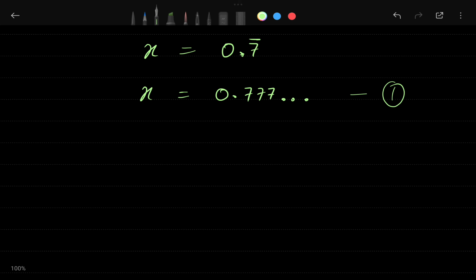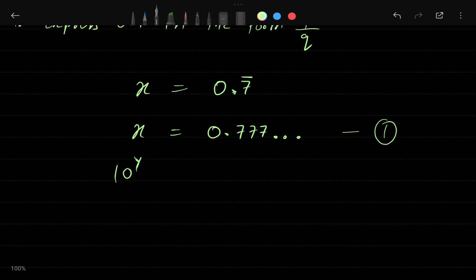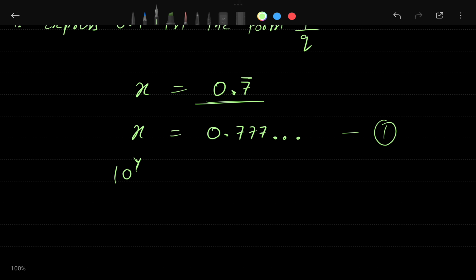Now what I have to do? Now I will multiply equation 1 by a power of 10. But what power of 10? We can find that out by looking at the number. You can see that there was only one digit after the decimal that was being repeated, and that is 7. So you have to multiply by 10 to the power 1. What power of 10 you need can be found using how many digits after the decimal are being repeated.